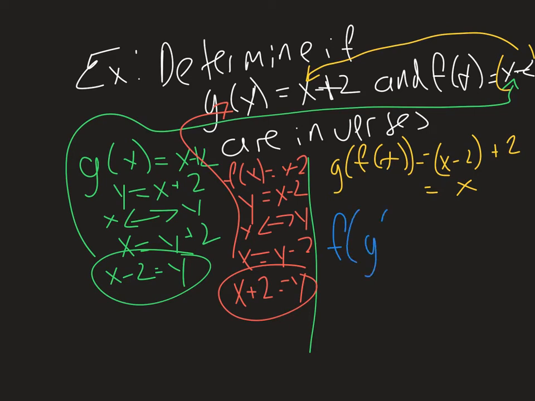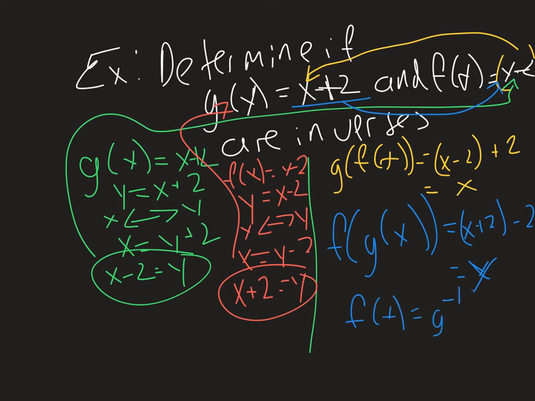F of g of x. And this means that everywhere I see x in f of x, I'm going to plug g of x in. So I'm going to have x plus 2 minus 2, which is x. So in this case, it works out, f and g are inverses. And a way we can write that: f of x equals inverse g of x, and g of x equals inverse f of x. Two methods here, both are equally valid, just two ways of doing the same thing.